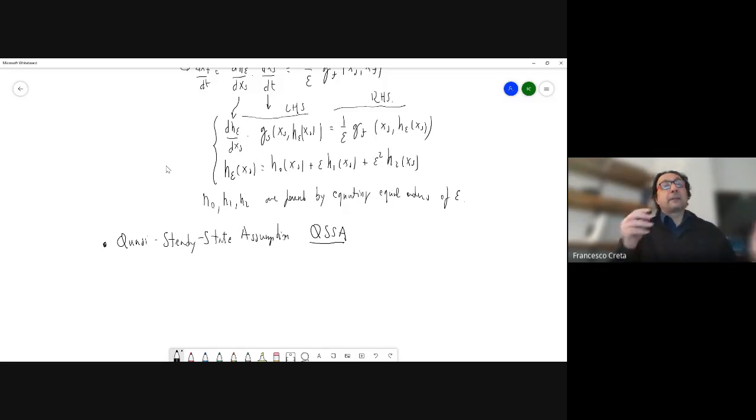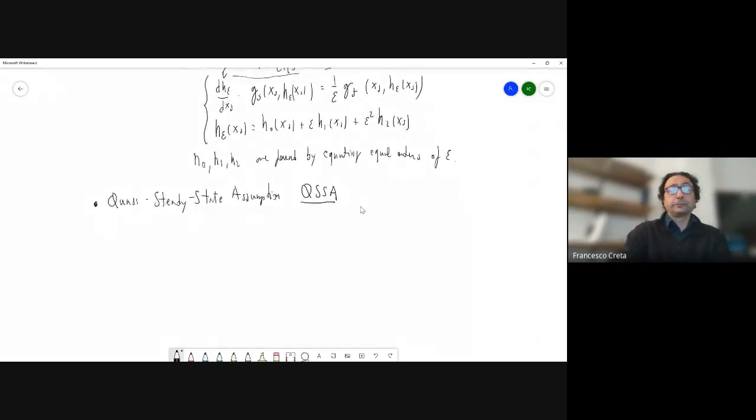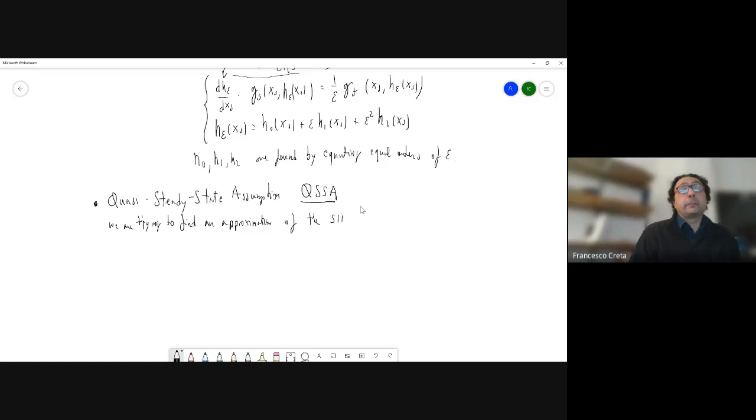So exactly like M0 or M epsilon, we're trying to find, actually, I'll write it here. Again, we are trying to find an approximation of the slow invariant manifold. How do we do this? Well, what's behind the quasi-steady state assumption?